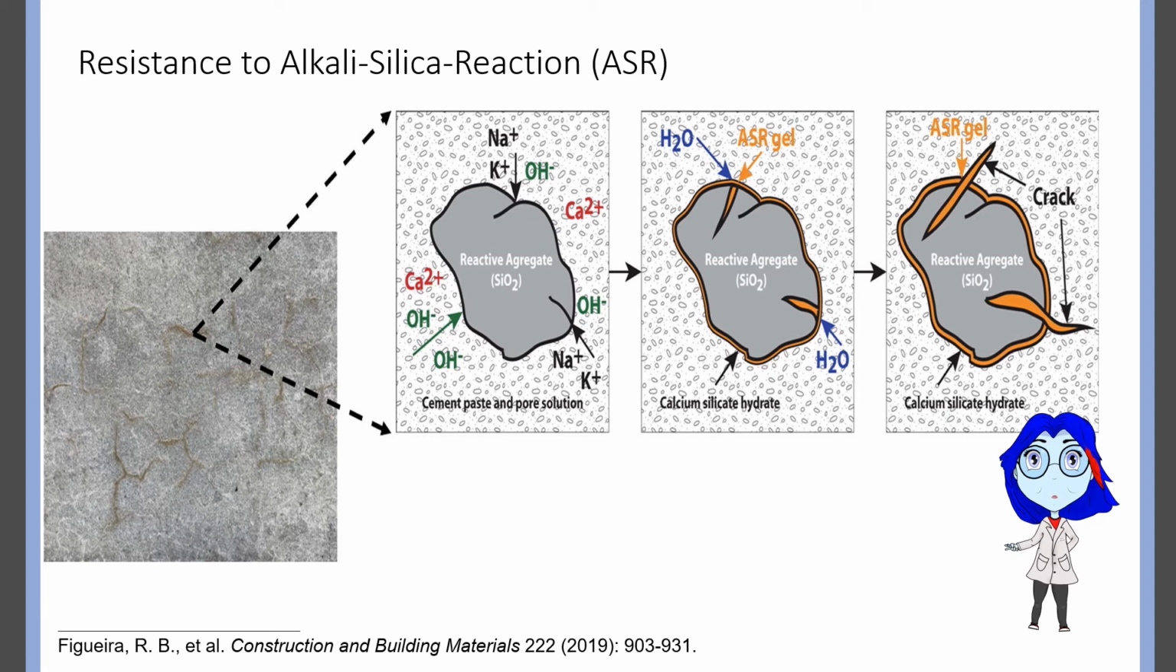Indications of the presence of alkali aggregate reactivity may be a network of cracks, closed or spalling joints, or movement of portions of a structure.